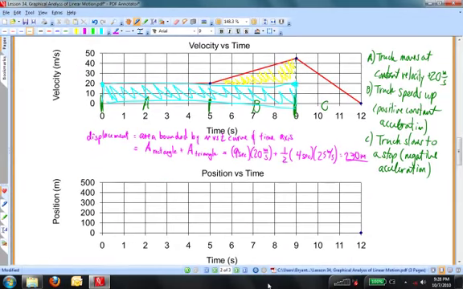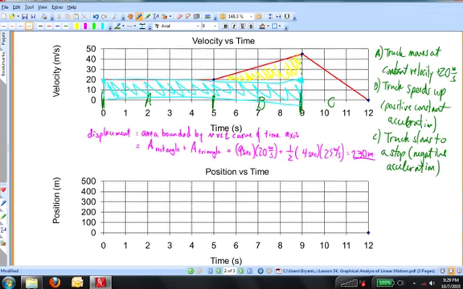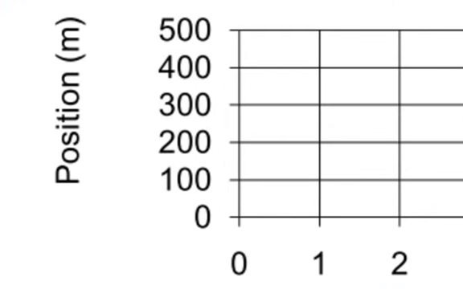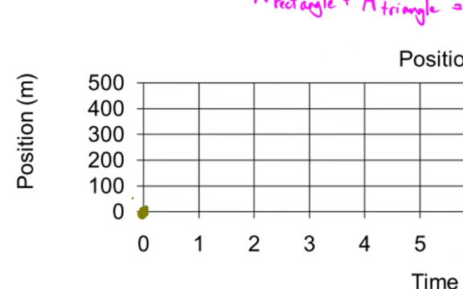That's part B. Now in part C, this is the part that I really want to focus on that I think is fairly new in this lesson. We want to take this velocity versus time graph and from it sketch the position versus time graph. And we're going to do it for the first 12 seconds. All right, during the first 5 seconds, the object travels from its initial position of 0, which I'm going to mark right here, up to 100 meters.